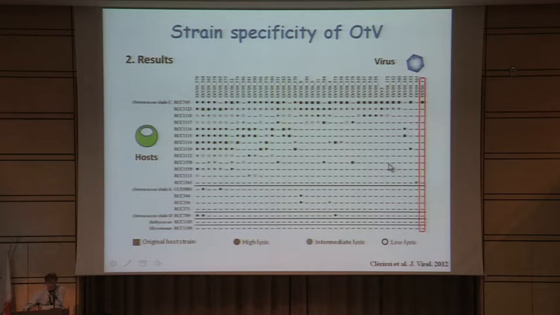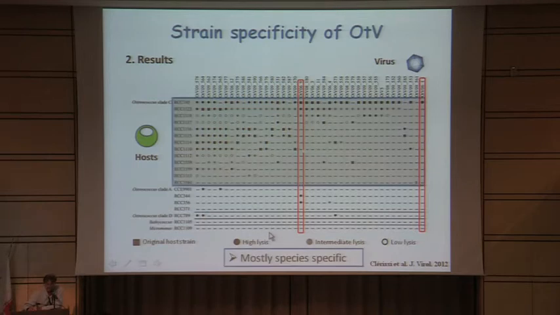What we saw is that there are some viruses which are highly specific and able to lyse only the strain where they have been isolated. In contrast, some viruses are able to lyse several strains, and even strains belonging to different species. But we never saw any lysis of strains belonging to another genus. Globally, the viruses are mostly species-specific, with some exceptions, but they can infect different clones, because all these strains, of course, are clonal.